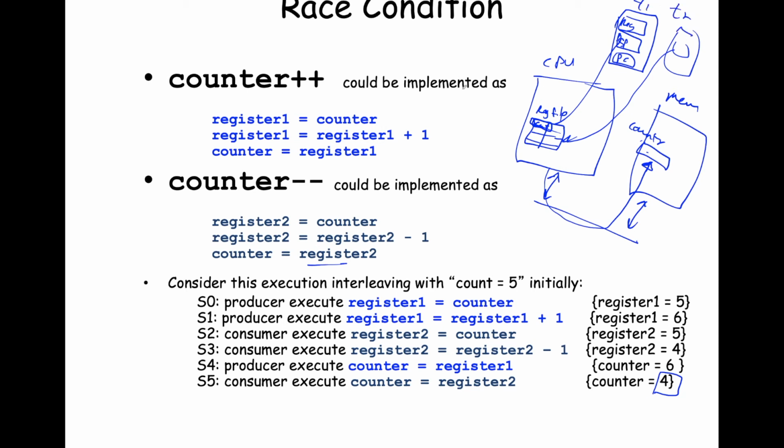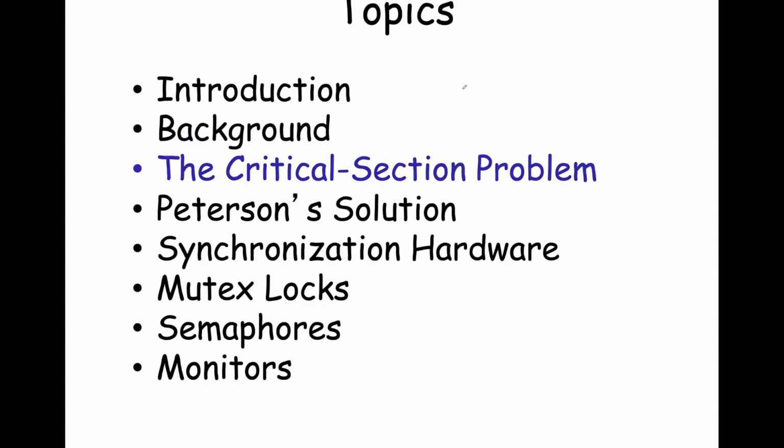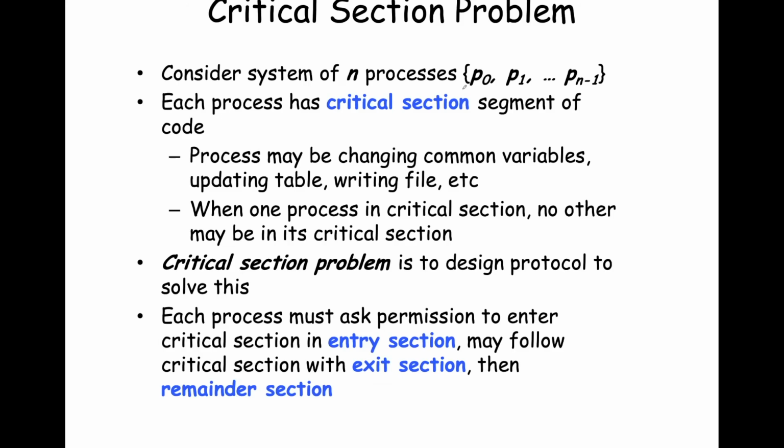Okay, and so this instability will lead to different values of counter in memory based on the context switching, and which one executed first, or which one preempted the other, or when they were swapped in and swapped out, when they were context switched by the short-term scheduler. Okay, so let's look at the critical section problem.